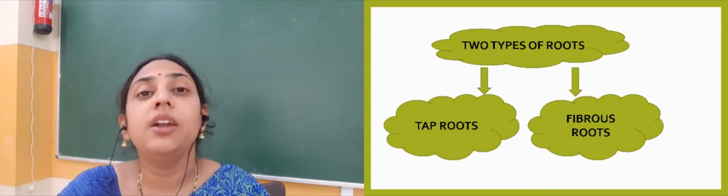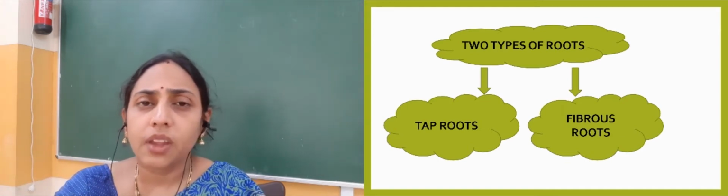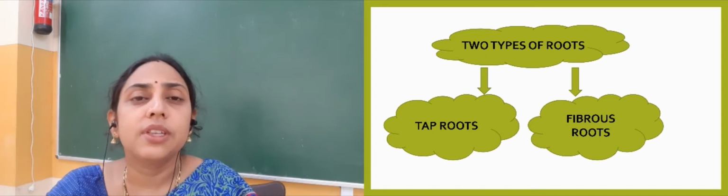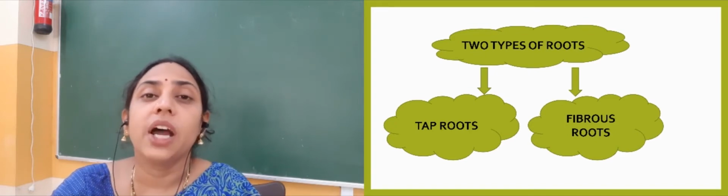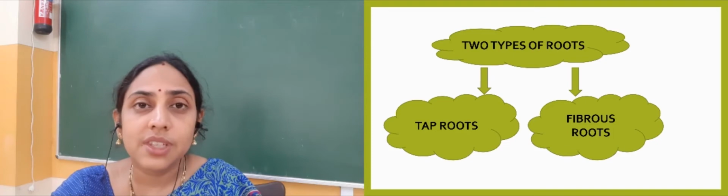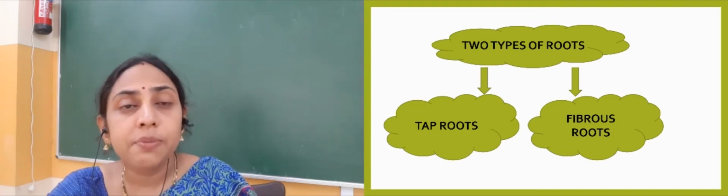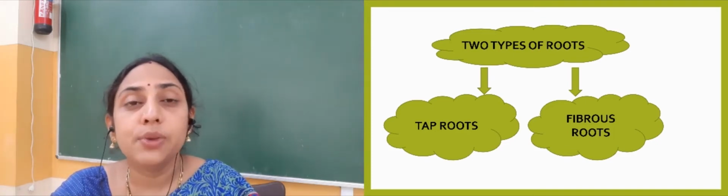Now, there are different types of roots. So, the two main types of roots are taproot and fibrous roots. So, we have seen the roots are of two types, taproots and fibrous roots.